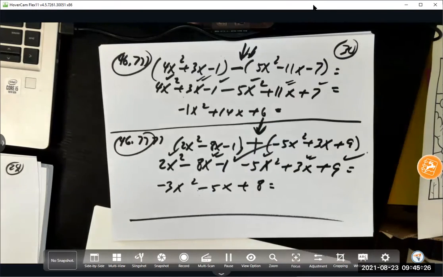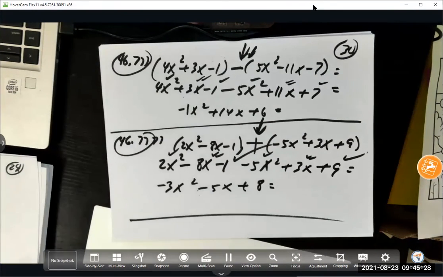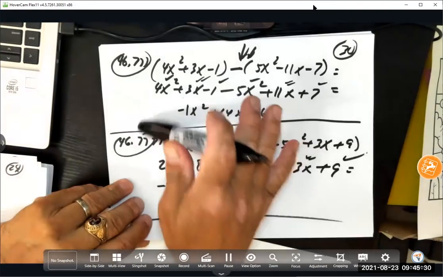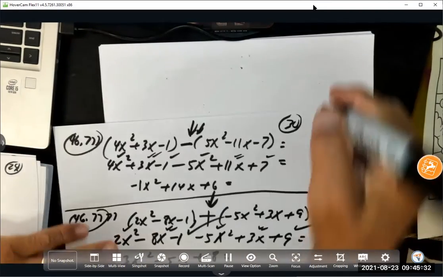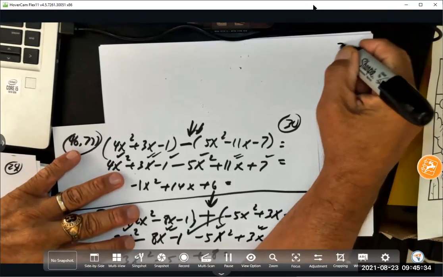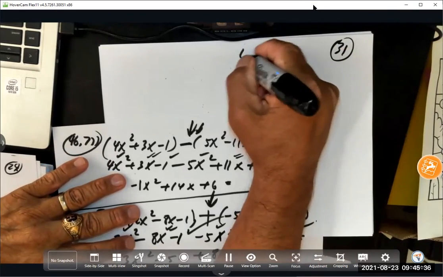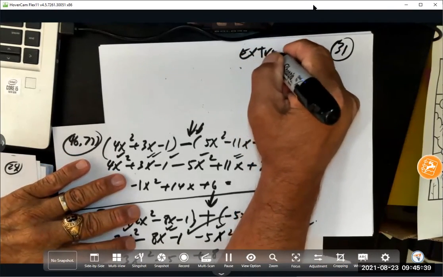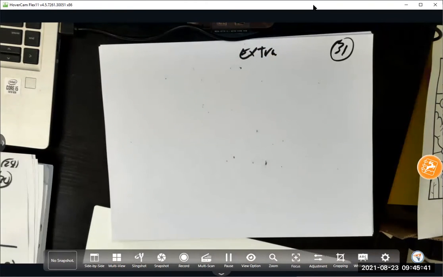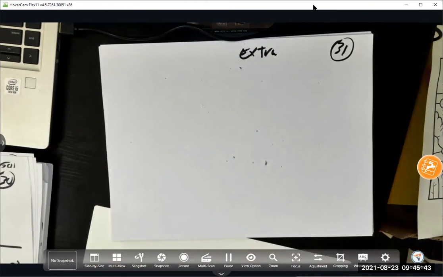I'm going to do a couple more. Oh, you know what? I'm going to stop. Okay, let me do these other ones. These are just extra ones that maybe you've seen before. Let me see if you remember this. Okay, that's good for 46.